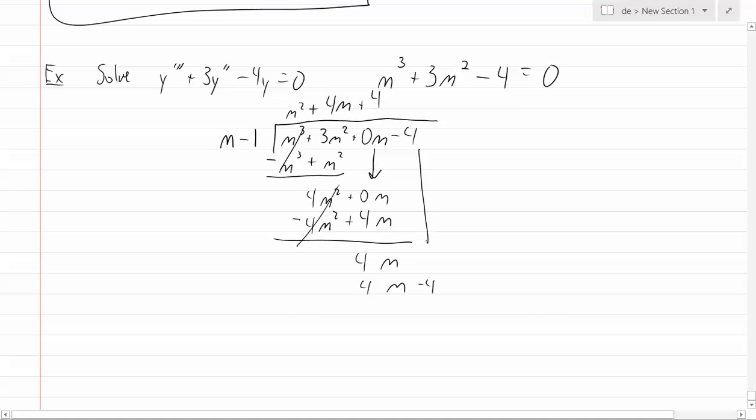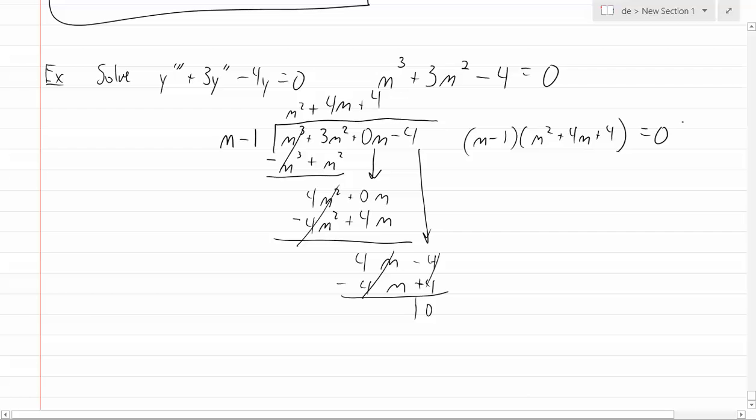Then bring down this last number. It's minus 4. Subtract, subtract. So they do cancel out. I get 0. 0 is my remainder. So I know that m cubed plus 3m squared minus 4 is the same thing as m minus 1 times m squared plus 4m plus 4.